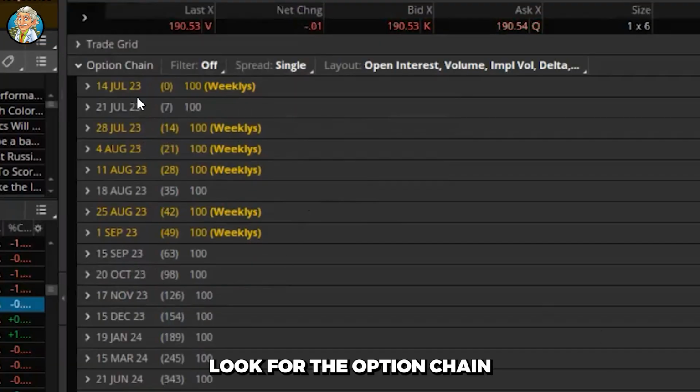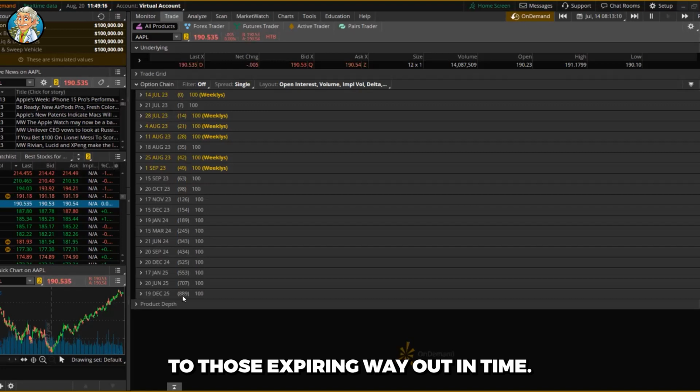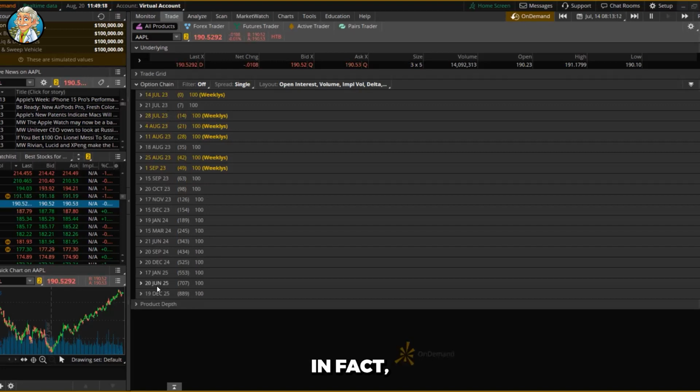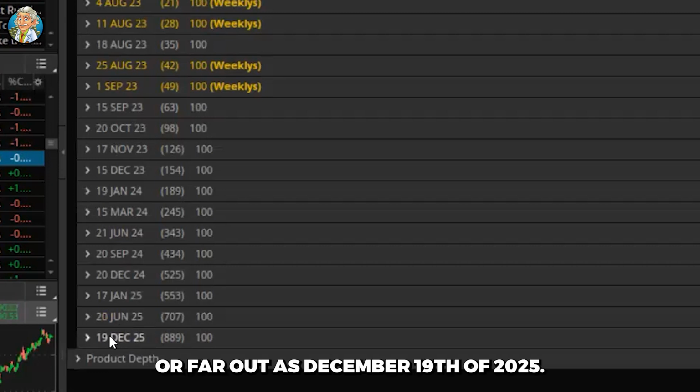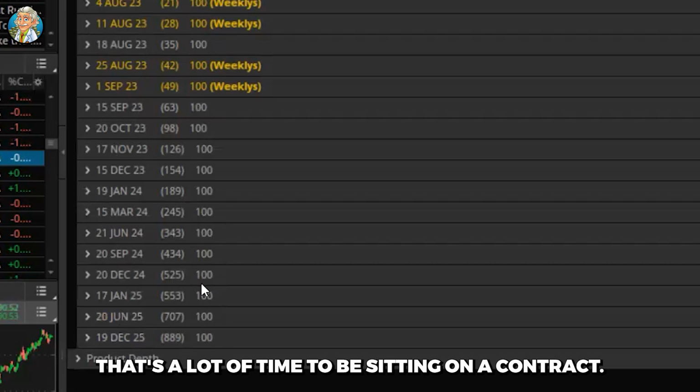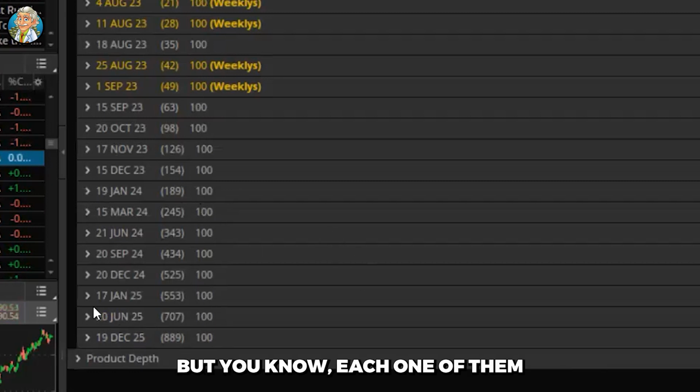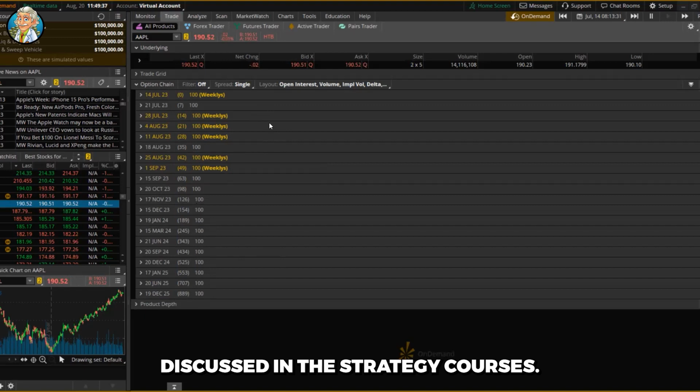Look for the option chain, and the option chain is sorted from the contracts expiring the soonest to those expiring way out in time. In fact, if you look down here, we could buy or sell some options contracts as far out as December 19th of 2025. That's a lot of time to be sitting on a contract, but each one of them serves its own purpose. They're all useful. A lot of that's discussed in the strategy courses.